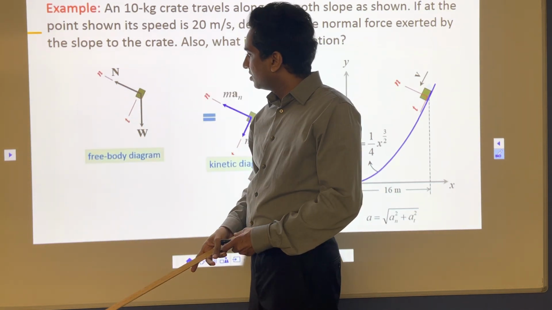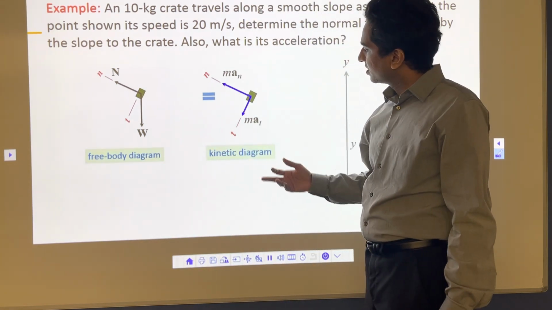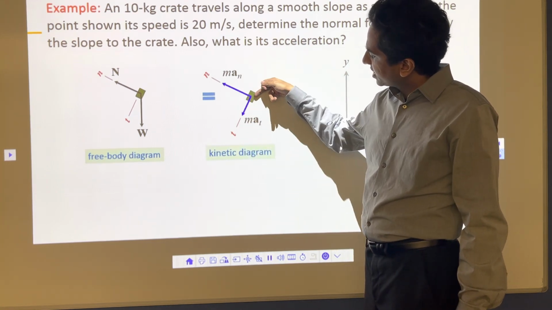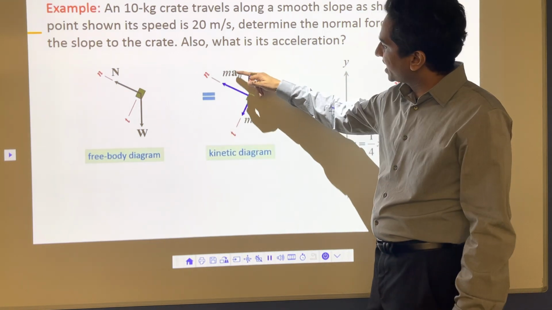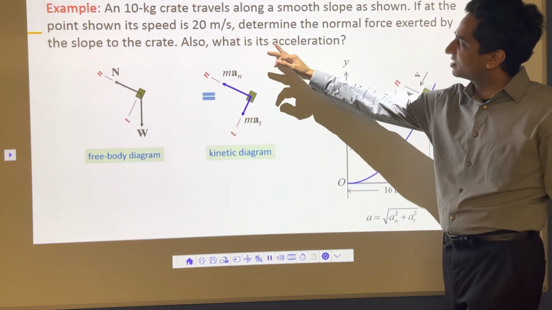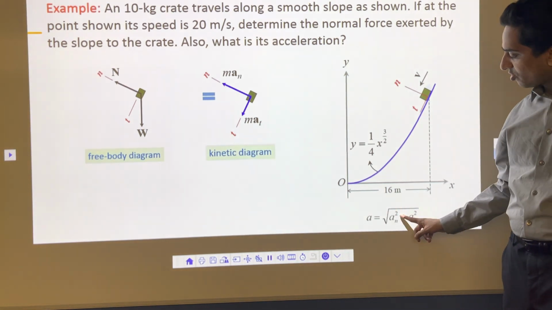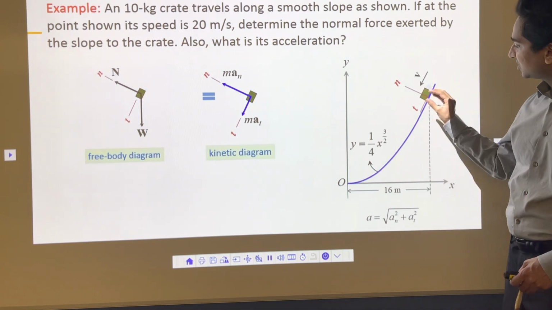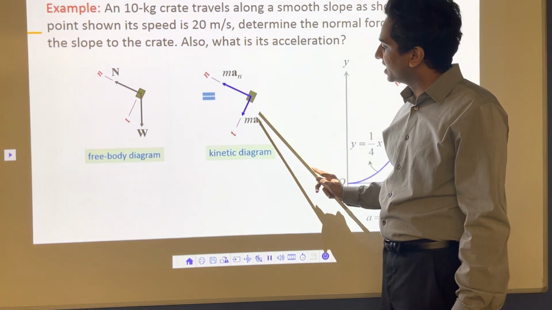Now I can draw the kinetic diagram, which represents motion. Here I have m at, the tangential acceleration in this direction, and m an, the normal acceleration in this direction, that's your at and an. Later it asks to find the acceleration, so if I somehow get the values of an and at, I should be able to get the acceleration at this point. That's the idea in general. I want to find out at and an.